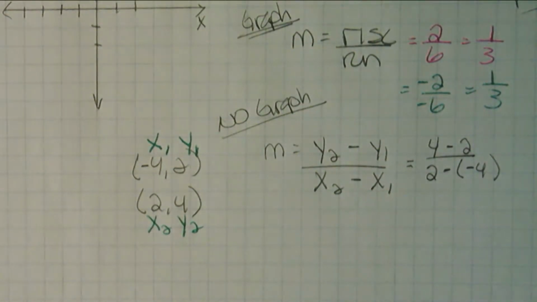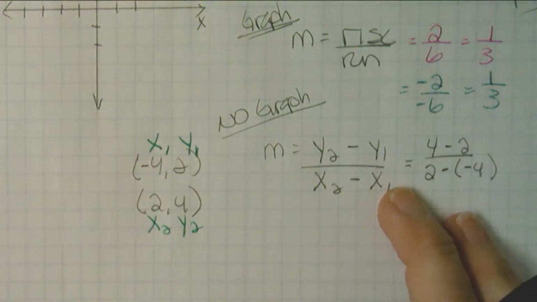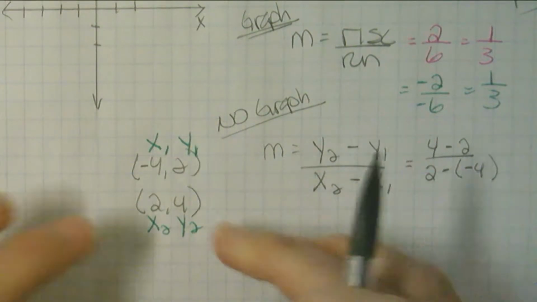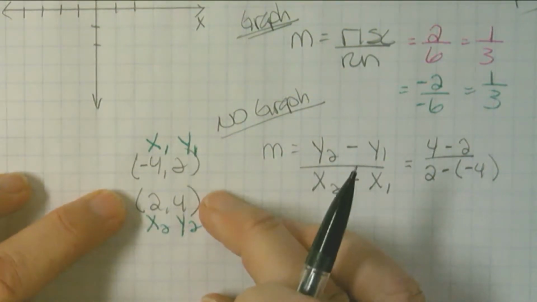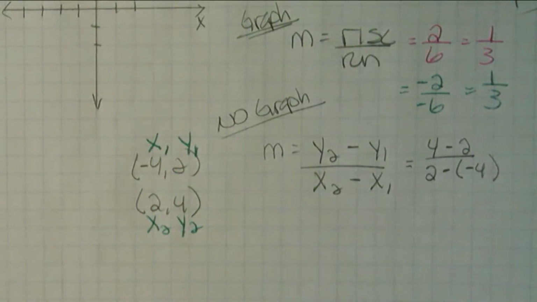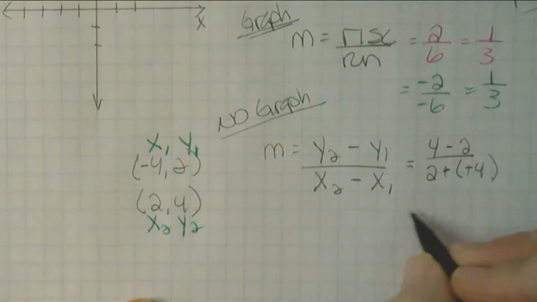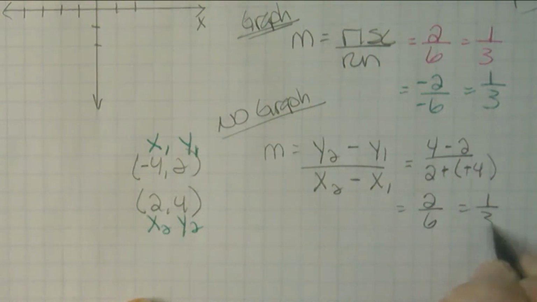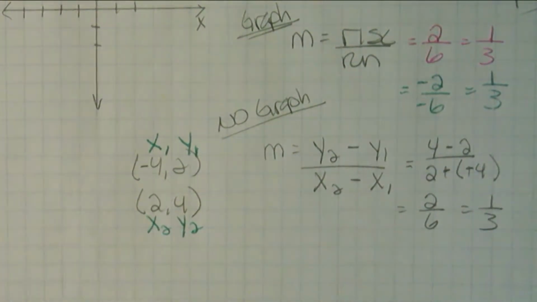So it's y2 minus y1 over x2 minus x1. It's really important you label these so you know that I started from my 2, 4 from my y, which means I have to start from my 2, 4 in my x as well. So now I'm just going to go ahead and do this math. So I got 4 minus 2, which is 2. 2 minus a -4, which is 2 plus 4, which is 6, which gives me my 1/3.